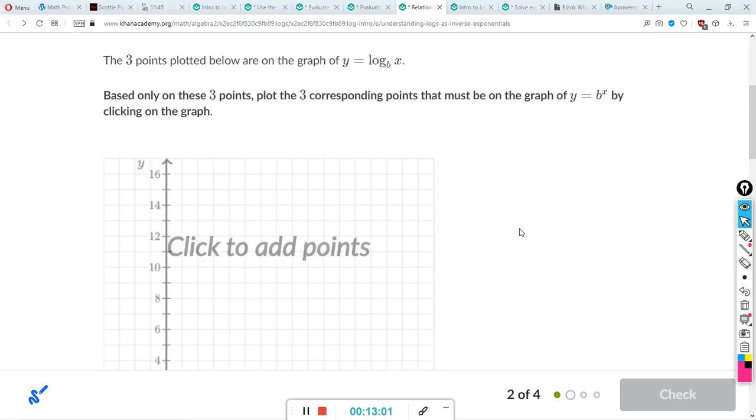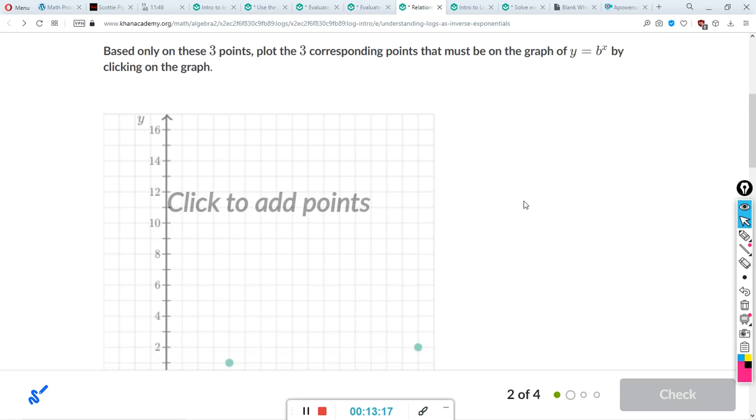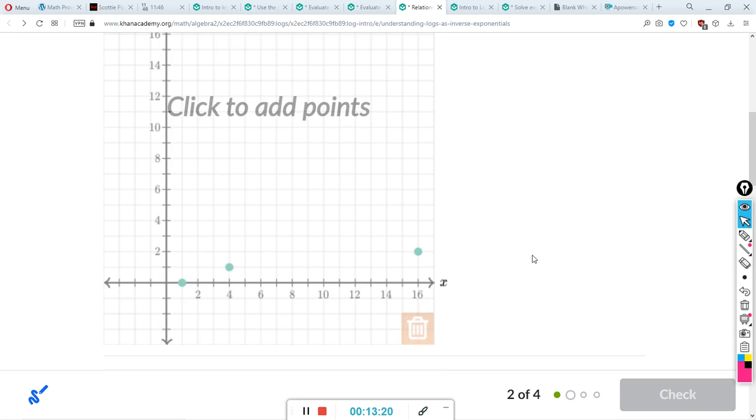Alright, so it's really the same thing with the graph. They say the 3 points plotted are the graph of y equals log base b of x. And they say based on these three, plot the 3 points that must be on the graph of y equals b to the x. So again, we are just reversing the x and y coordinates. So what are the coordinates of this point here? On the x-axis, it's just 1, and on the y-axis, it's just 0. Okay? So this is going to be 1, 0.